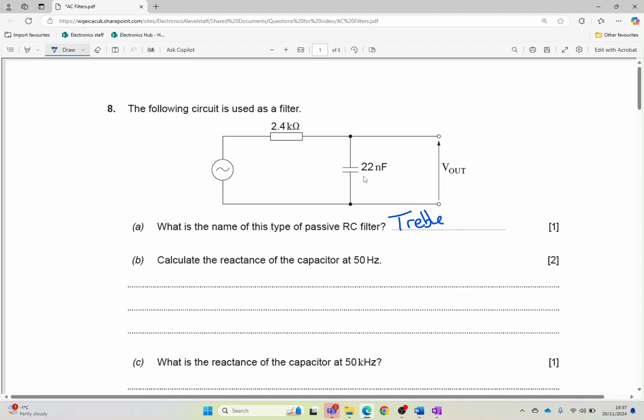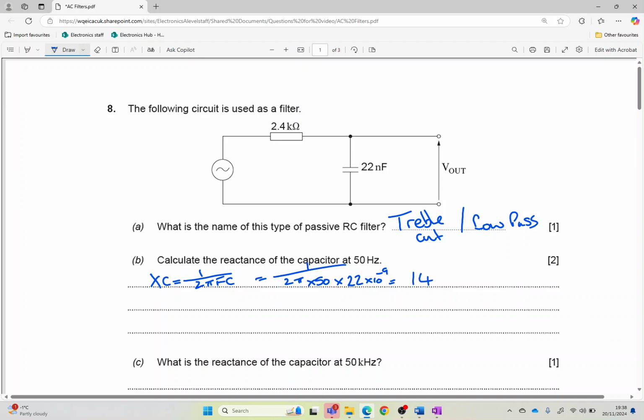Our treble cut filter, or some people would then call it a low pass. Okay, so we need to calculate the reactance of the capacitor. So reactance of capacitor Xc equals 1 over 2 pi fC. Okay, so then it's just a case of slotting in the value. So 1 over 2 pi times 50 hertz times the capacitor, 22 times 10 to the minus 9. Always make sure you use the multipliers there.